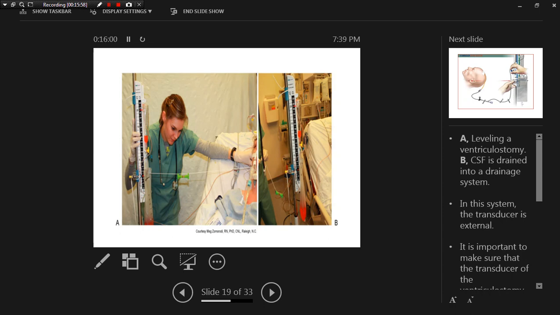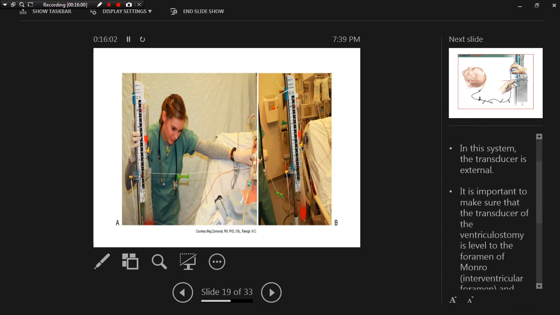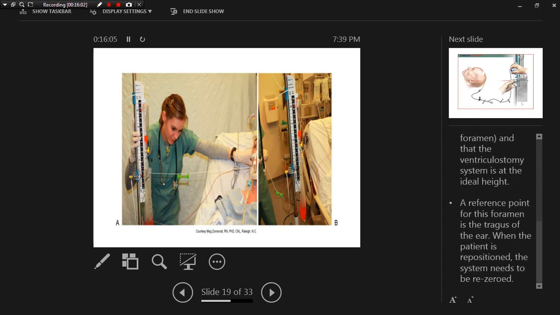So some of the same things we would do for an art line or CVP, initially at the start of shift or with any kind of grand repositions where we think that the levels might be off.